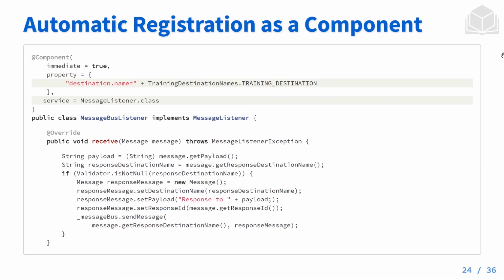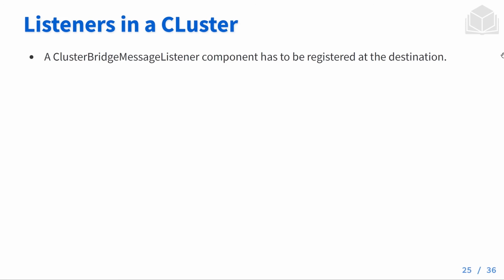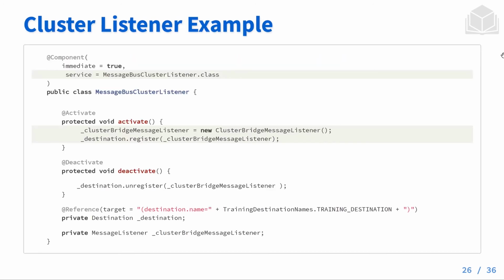Quick example here. Inside of our component, we'll set a property called destination.name, and we'll use that training destination name. And we'll specify the service as MessageListener.class. For listeners in a cluster, we have a ClusterBridgeMessageListener component, which has to be registered at the destination. And here we have a cluster listener example.